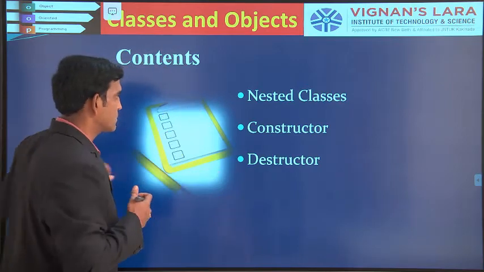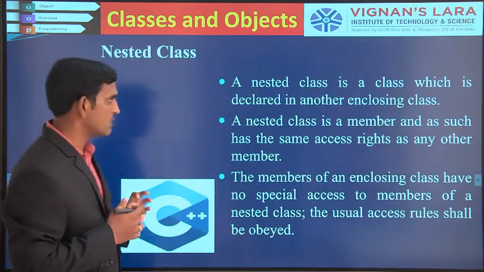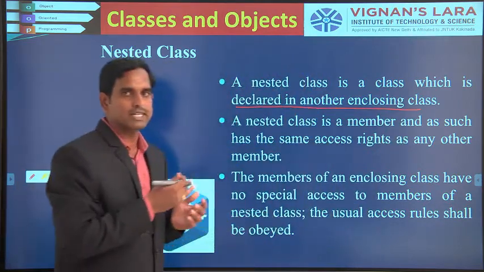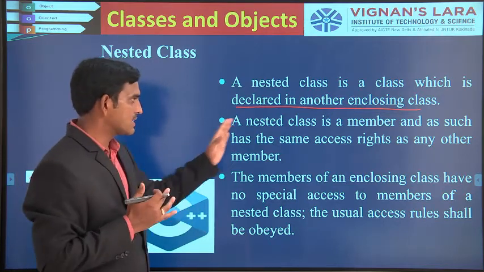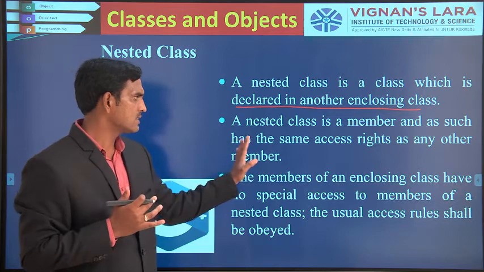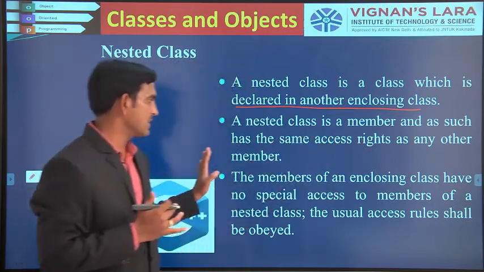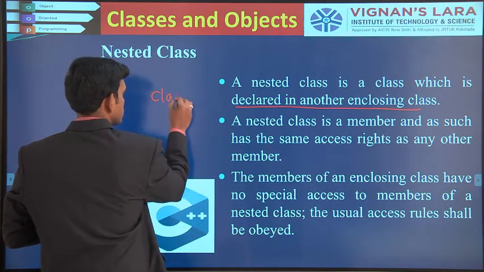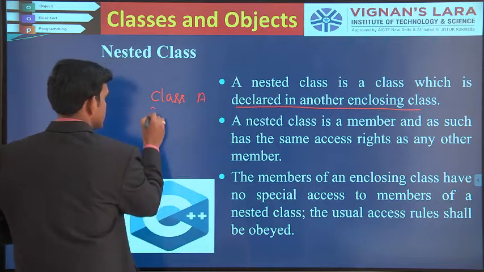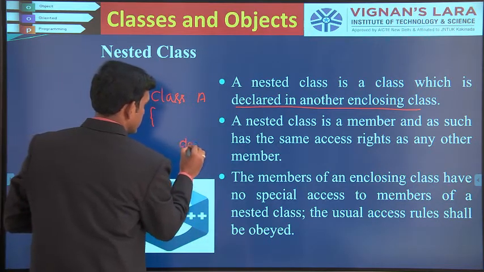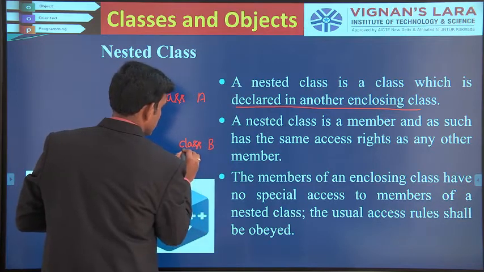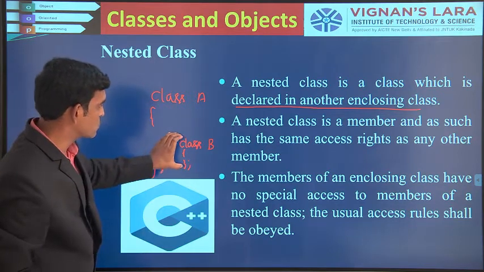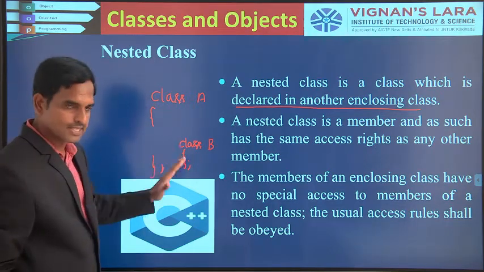First, the nested class. A nested class is a class which is declared in another class. That is, we write one class inside another class, and a nested class is a member and as such has the same access rights as any other member. We will have one class, for example class A, and another class, class B. Enclosing one class inside another class is what we call a nested class.